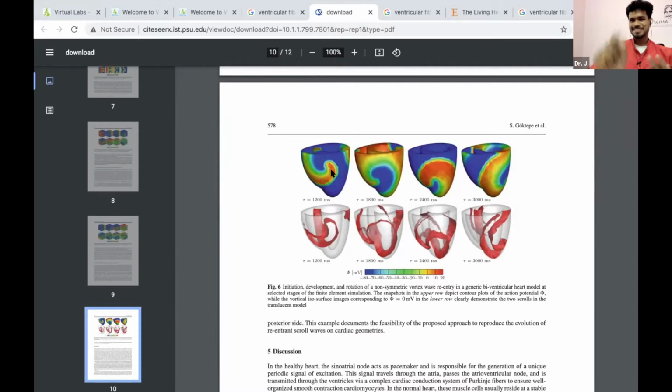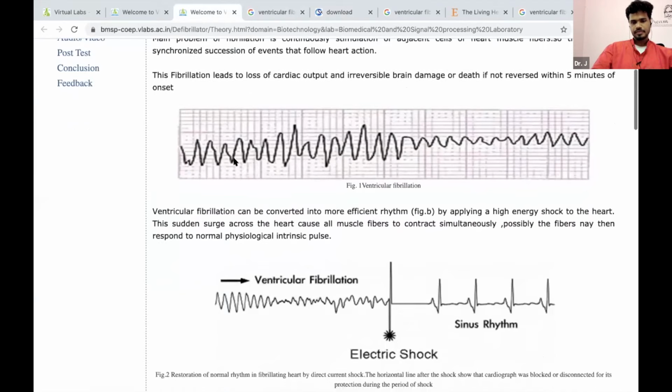It will stay there, slightly moving here and there. It won't get out of the heart. So there is no distinction between this beat and the next beat. This part is pumping, that part is pumping, and we have total chaos. If you look at it in the ECG, it will look like this. We get a chaotic signal.